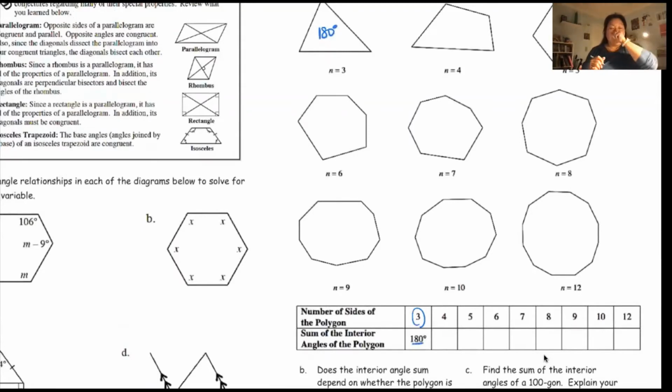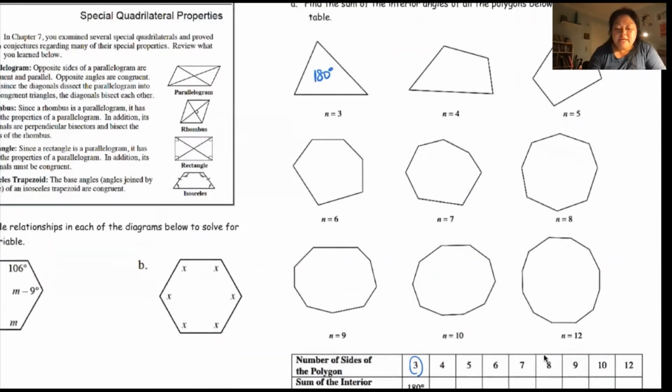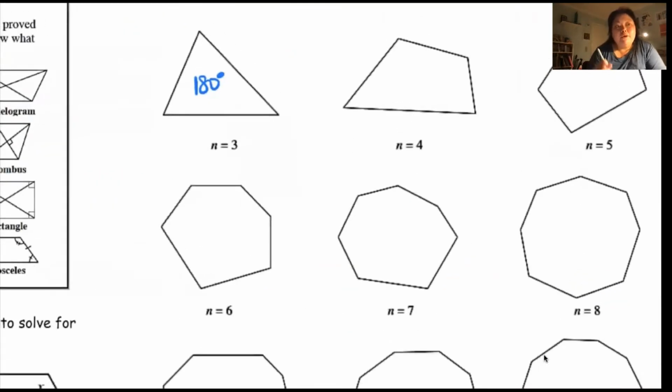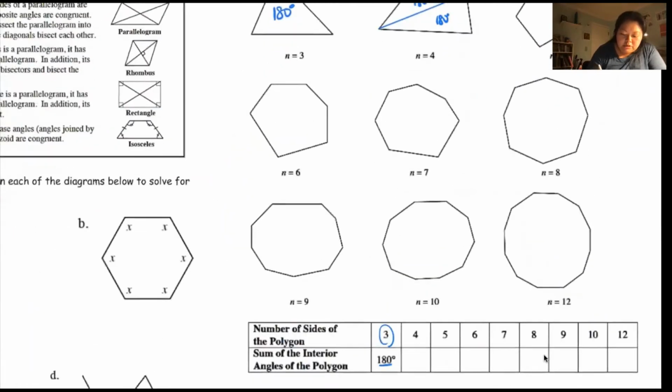Okay, what about 4-sided? The trick is to cut up the 4-sided shape, the quadrilateral, into triangles, but you don't want to overlap any line. You don't want to create a smaller triangle. You just want to make a cut and get triangles. The easiest way is to connect one of the diagonals, and there you create 2 triangles. So that's 180 plus 180. So any 4-sided shape adds up to 360.